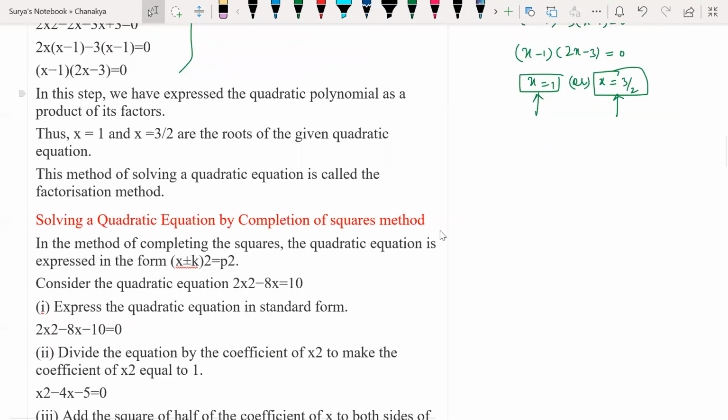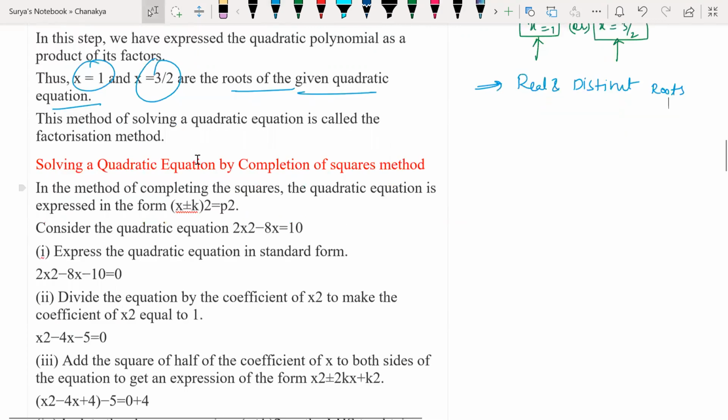Okay people, look at it. X is equal to 1 and x is equal to 3/2 are the roots of the quadratic equation. So what type of roots are these? Tell me. Real and distinct. I need a response from every one of you. Real and distinct roots, very good. 1 and 3/2 are real numbers as well as distinct, different numbers. That is why we call them real and distinct.